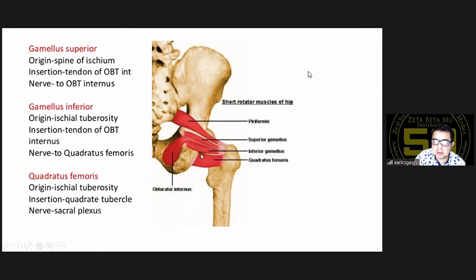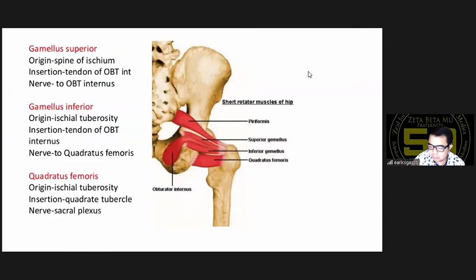Next is the gemellus inferior, which originates from the ischial tuberosity. It inserts also in the tendon of the obturator internus. It is innervated by the nerve to the quadratus femoris. Finally, we have your quadratus femoris muscle, which originates also from the ischial tuberosity together with the gemellus inferior, and inserts itself into the quadrate tubercle of your proximal femur. Okay, it is innervated by your sacral plexus.